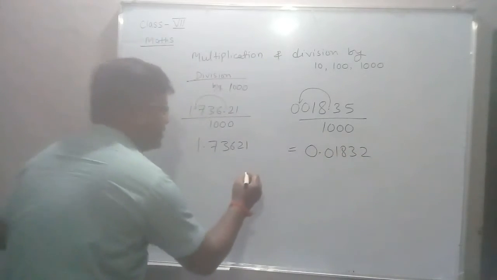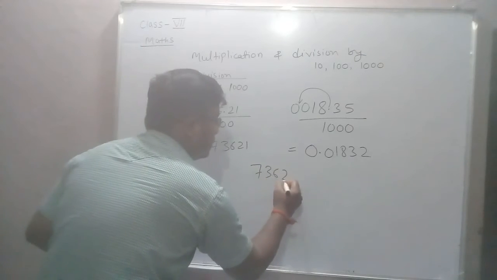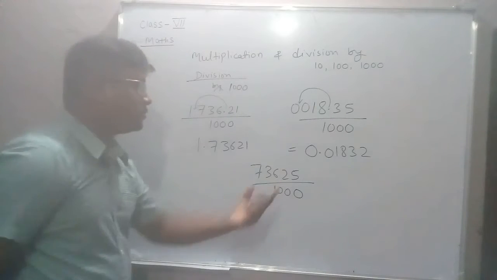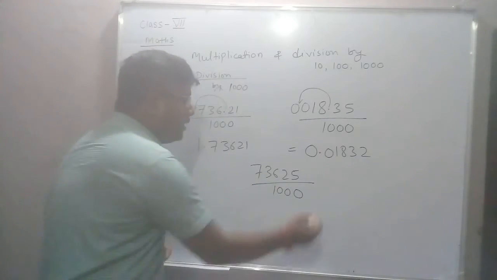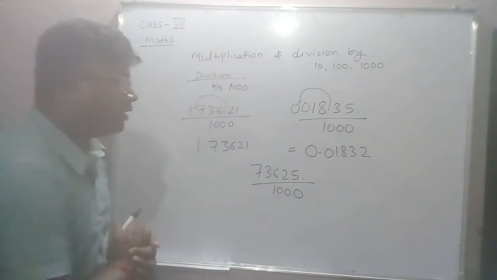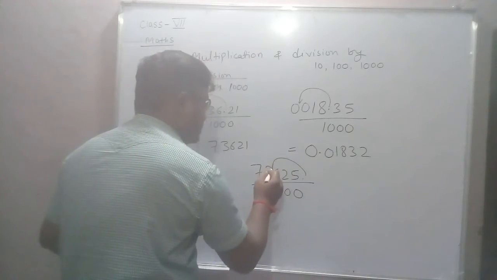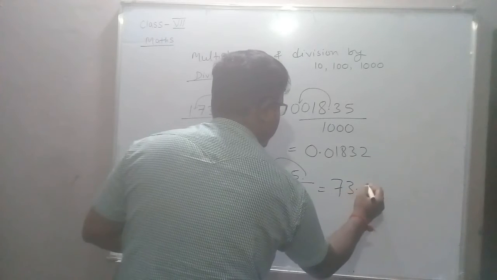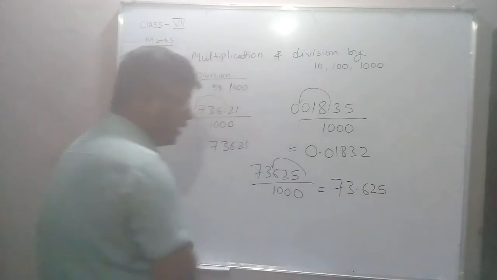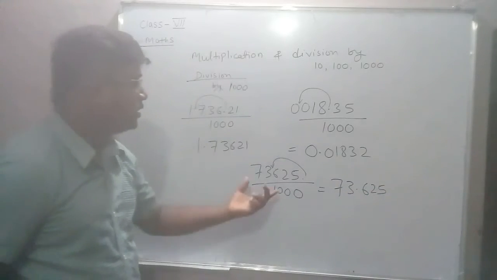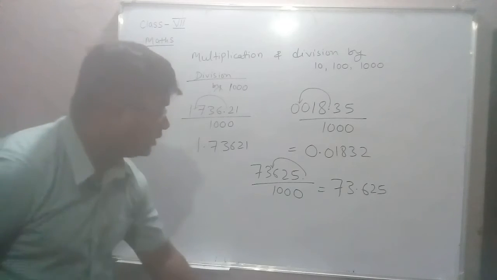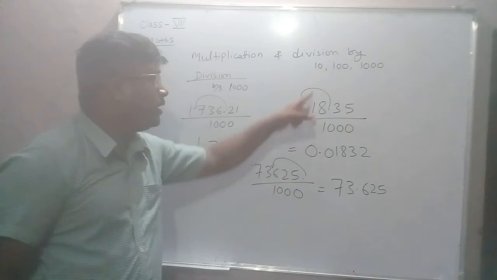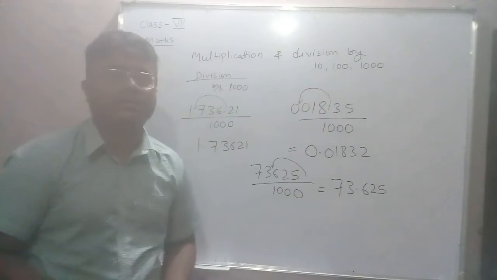Okay, suppose there is something divided by 1000. Here I have not shown the decimal, so the decimal will be at the last. After 3 digits the decimal will come here, so your answer will be 73.625. Okay, so this is your answer. I hope you have understood multiply and division by 10, 100 and 1000.